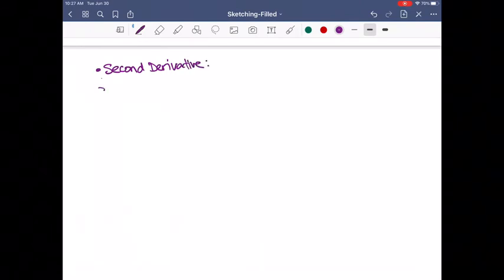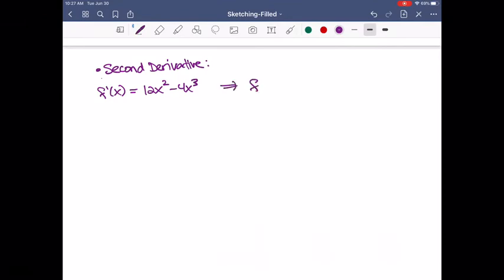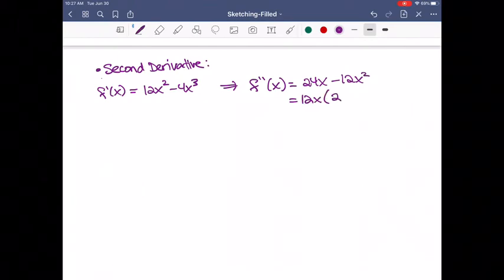Okay, so our first derivative was 12x squared minus 4x cubed. So we take the derivative again. And I actually didn't really want to do this in purple, but okay, that's fine. So f double prime of x is going to be 24x minus 12x squared. Okay, so if I factor that, I can take out 12x, and I'm left with 2 minus x.